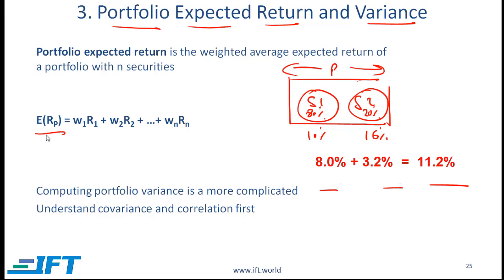The expected return on a portfolio is the weight of your first stock times the expected return on the first stock, plus the weight of the second stock times the expected return on the second stock, and so on.